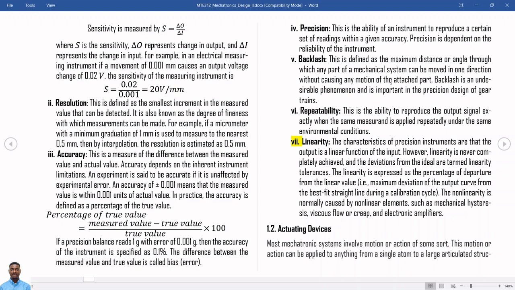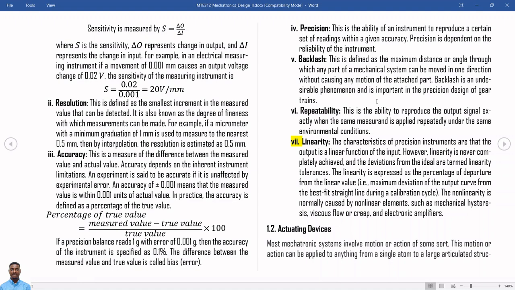So the attached part in this case is the sensing device on that mechanical measuring instrumentation system. So the backlash in this case is the maximum distance that the mechanical end of it will move and will not cause any motion that can be detected by the attached sensing device on it. So that is why backlash is an undesirable phenomenon, and it is important when it comes to precision design.